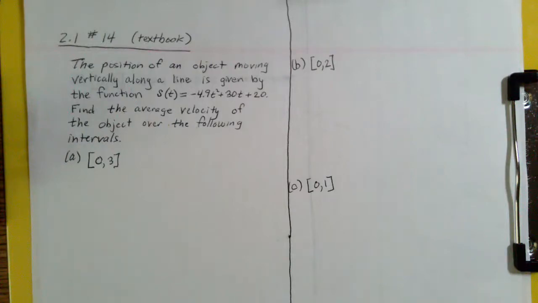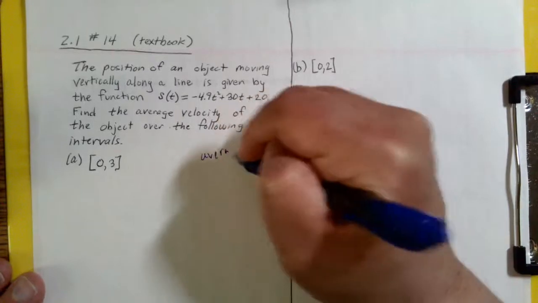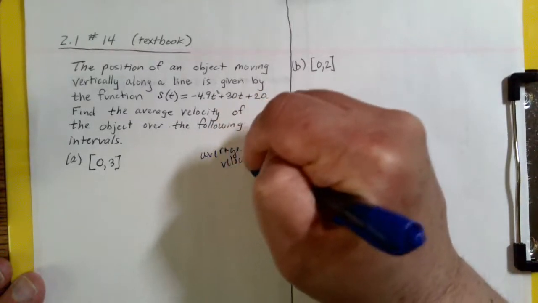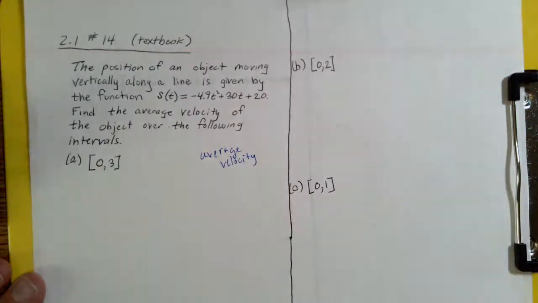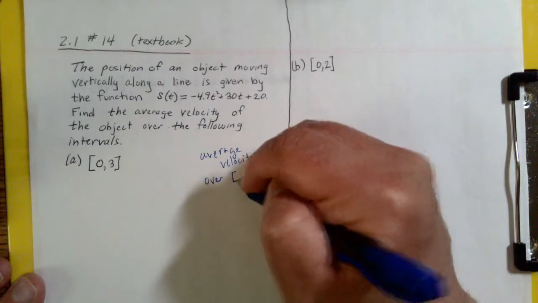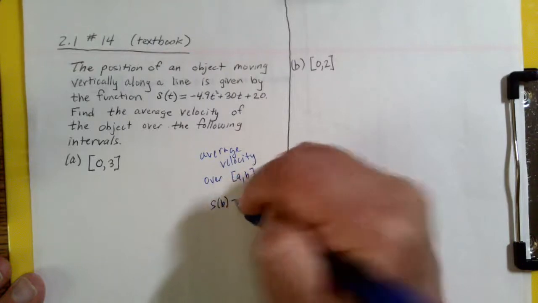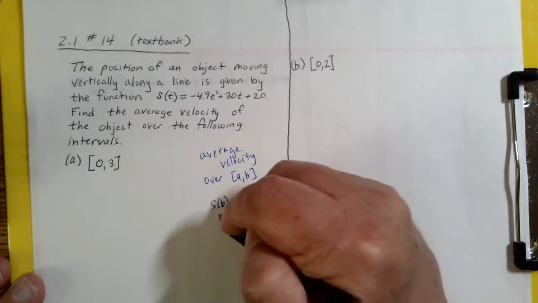So this is an example asking about average velocity. And in section 2.1, average velocity is an important concept to explain why we are interested in limits. If you have a position function that we call S, the average velocity over the interval from A to B is equal to S of B minus S of A over B minus A.